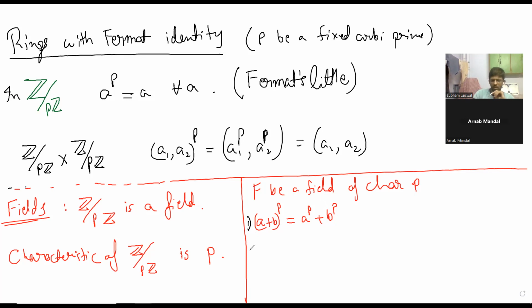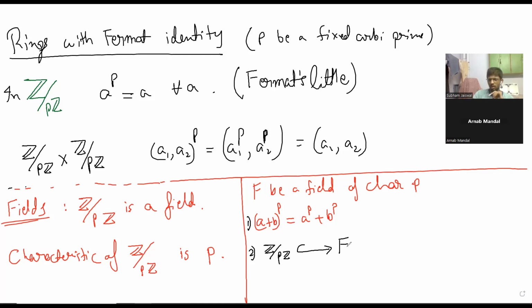Okay. What is another property which I want to say about this field? And we'll arrive at this very soon, so you will see. F is a field of characteristic P. Then show that Z mod PZ is contained in F.